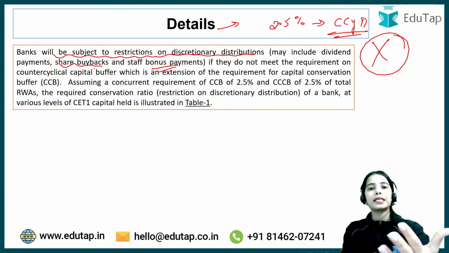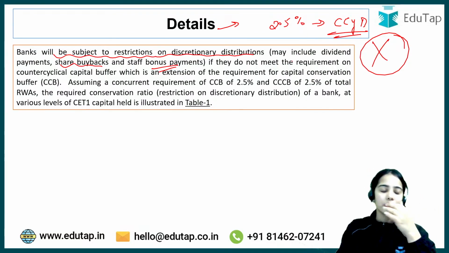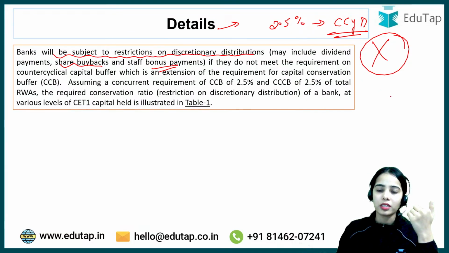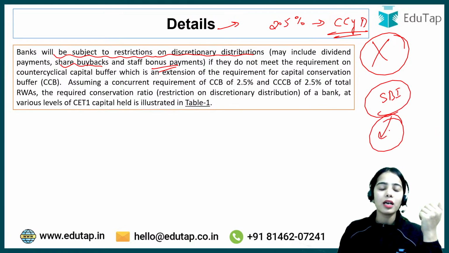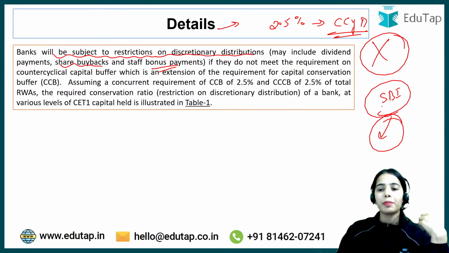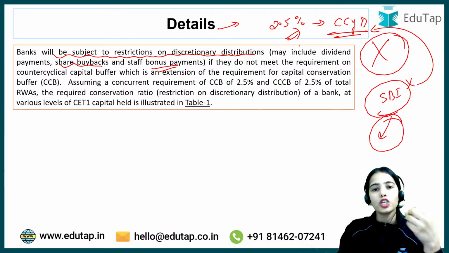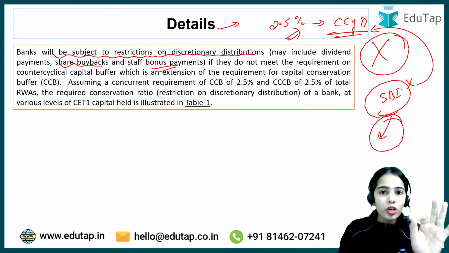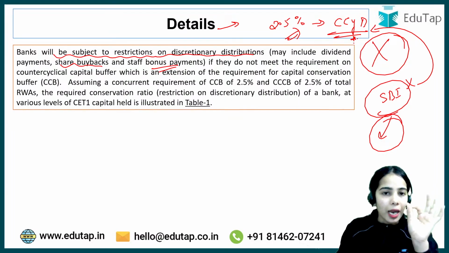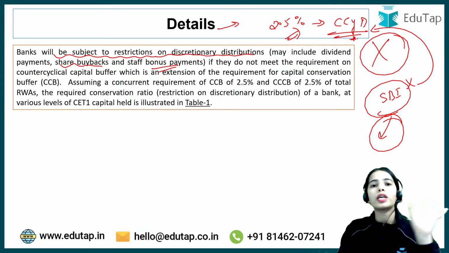Let's say Reliance has said that we will buy back our shares, so that will be restricted. Not Reliance, Reliance is not a bank. Let's say State Bank of India has said that we are buying back our shares, but the State Bank of India is not maintaining enough of the counter cyclical capital buffer at 2.5%. So the RBI will say no, use your money to maintain the counter cyclical capital buffer. First maintain this, then you can buy back your shares.